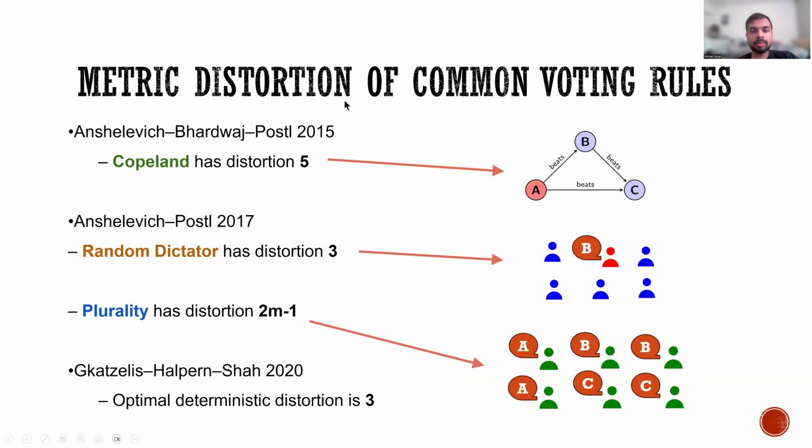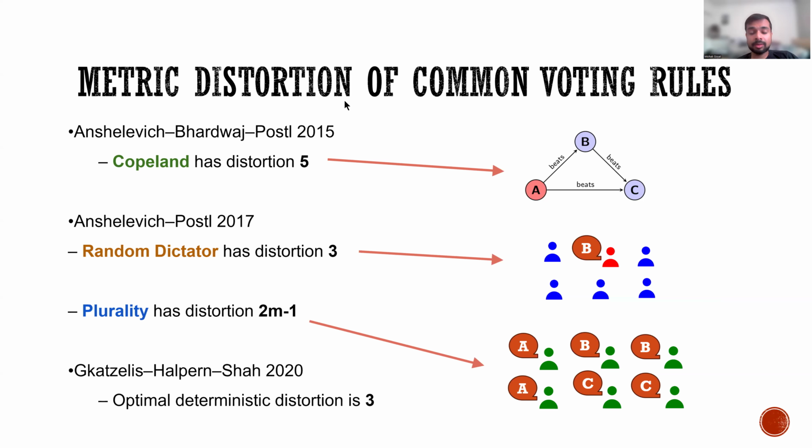So this is how some common voting rules perform in the metric distortion framework. Copeland is a voting rule which considers pairwise comparisons, and the winner is the candidate which has the highest number of pairwise victories, and Copeland has a distortion of 5.